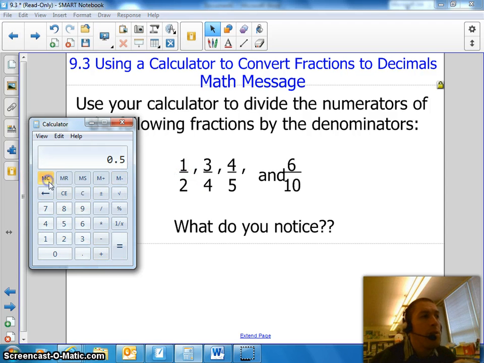3 divided by 4, let me clear it. 3 divided by 4, so this fraction right here is the same as 75 hundredths, or 75%. And the same is true if you did it for both of these.